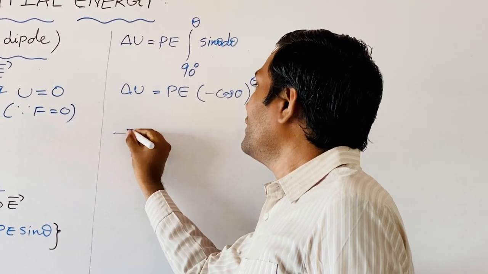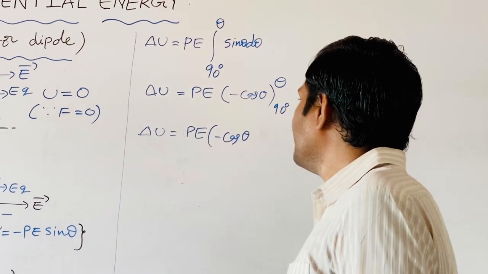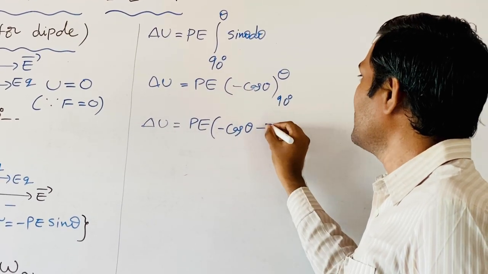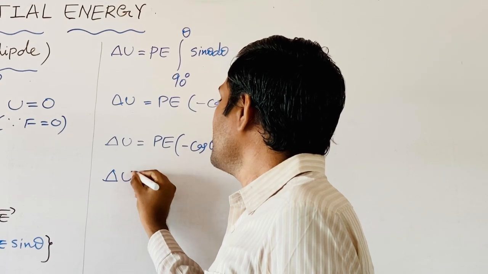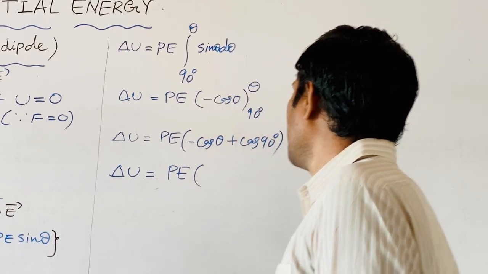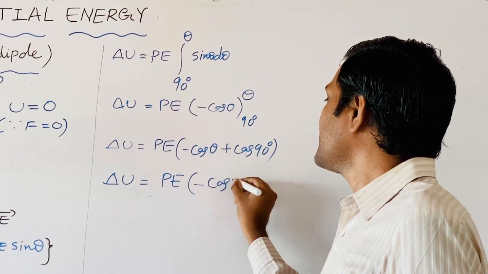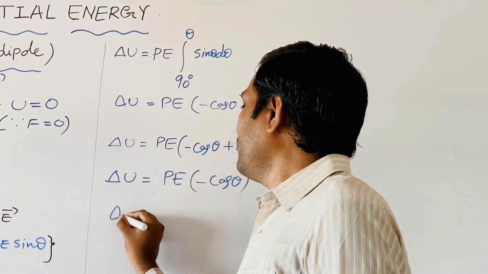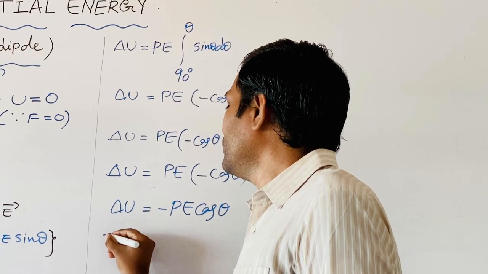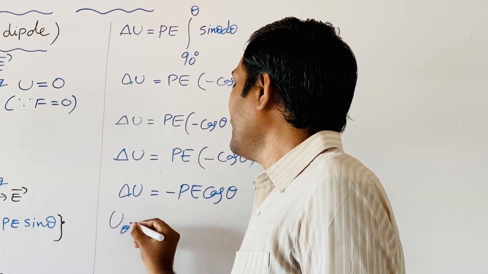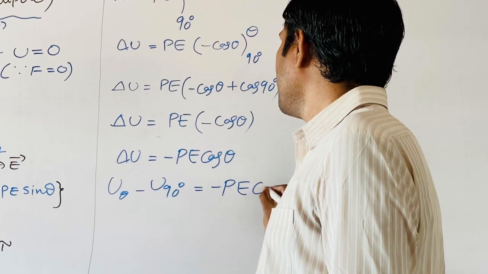Thereafter delta U is equal to P E into minus cos theta, minus of minus, plus cos 90 degrees. That's why here delta U is equal to P E times cos 90, which is 0. So we are left with minus cos theta. So delta U we can now write as minus P E cos theta. What do you mean by delta U? Delta U is U at any angle theta minus U at 90 degrees, which is equal to minus P E cos theta.